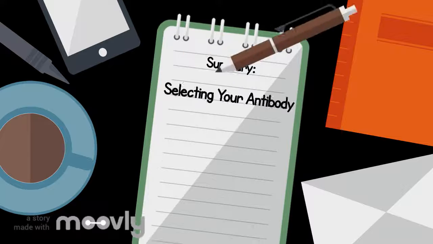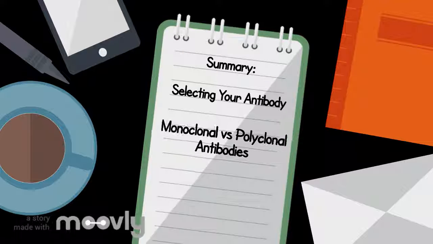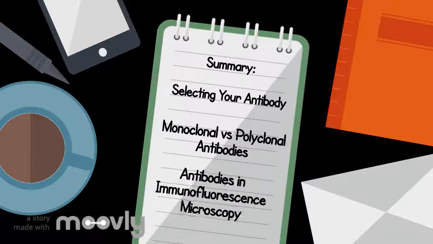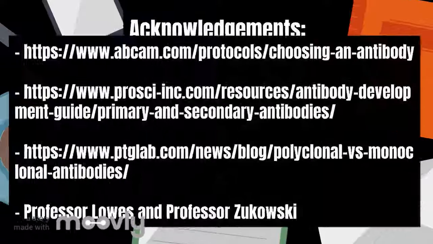In summary, it is important to consider the species of origin when selecting antibodies to prevent nonspecific binding. Monoclonal antibodies target a single epitope within an antigen, and polyclonal antibodies target many epitopes within the same antigen. Antibodies are used in microscopy to visualize proteins by using a fluorescent tag bound to a secondary antibody.